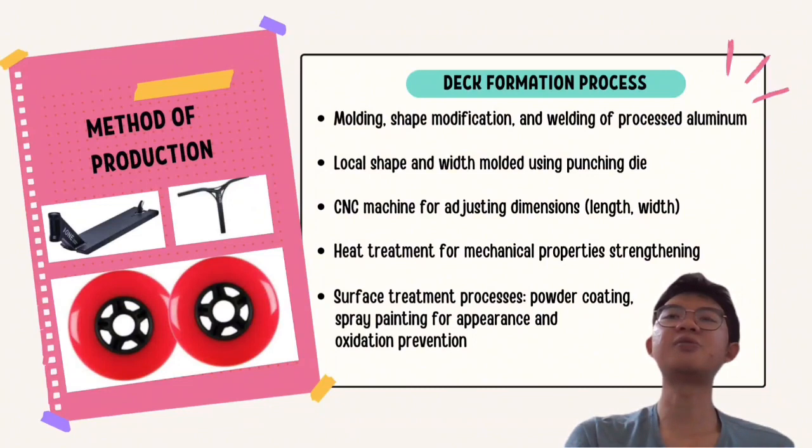First, the local shape and width will be molded by using a punching die. Then, a CNC machine will be used for adjusting the dimensions of the deck. After that, heat treatment will be given to the deck for strengthening its mechanical properties. Finally, the deck will undergo surface treatment such as powder coating and spray painting for appearance and oxidation prevention.